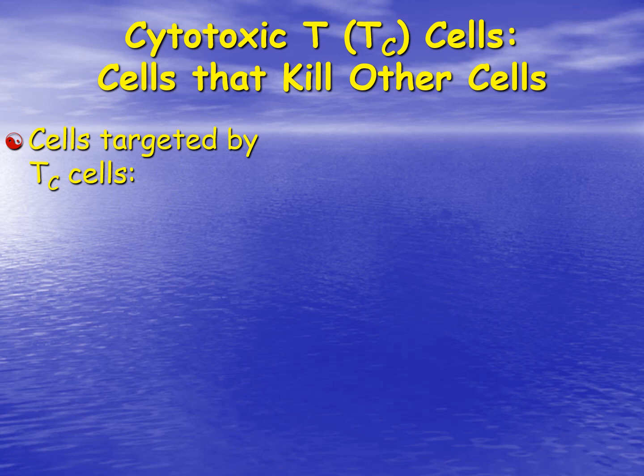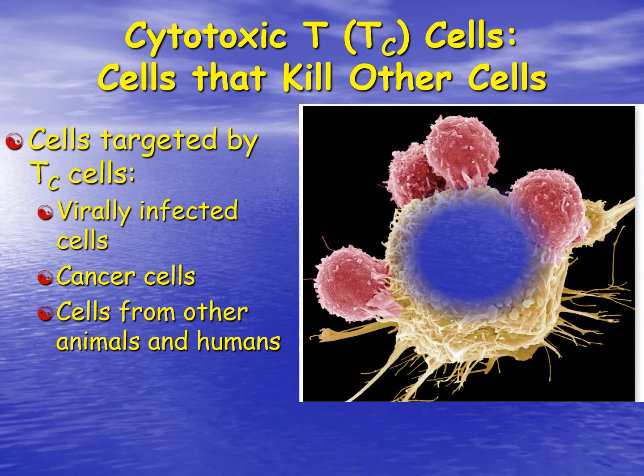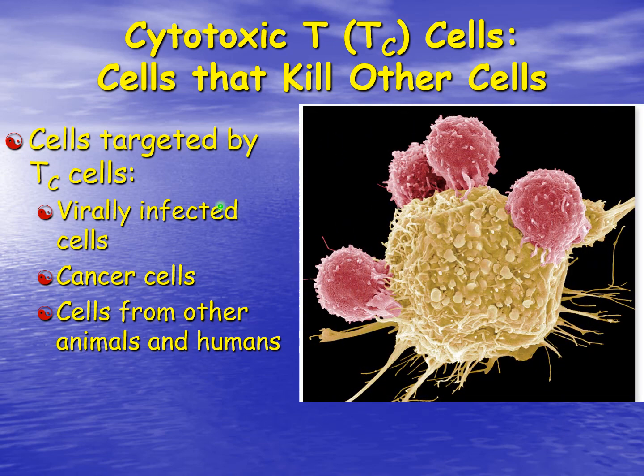Cells that are targeted by the cytotoxic T cells include virally infected cells and cancer cells, and cells from other animals or humans. And these are actually cytotoxic T cells binding to this targeted cell, and it will be releasing the perforin and granzymes, and you'll notice already that there are some blebs that are being created here in our targeted cell, and that's part of our apoptosis.